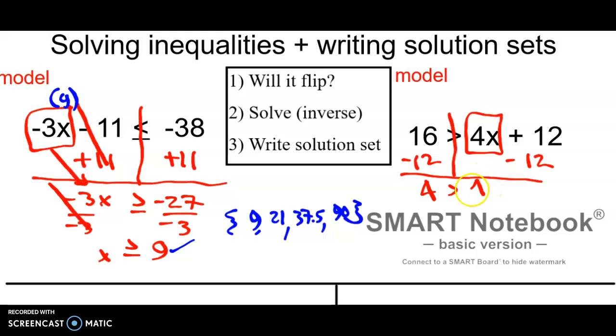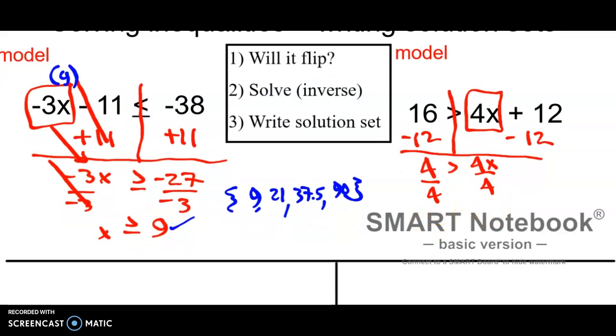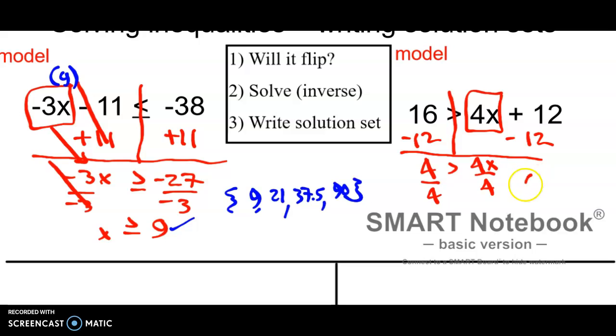And I'm going to bring the 4x down and divide both sides by 4. So I should get x is greater. Let me rephrase that. It should be 1 is greater than x.